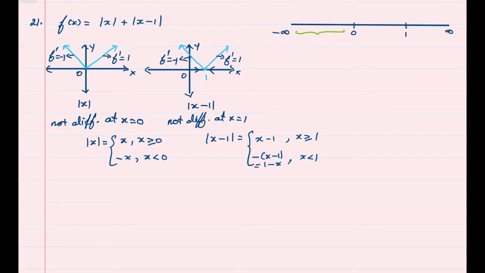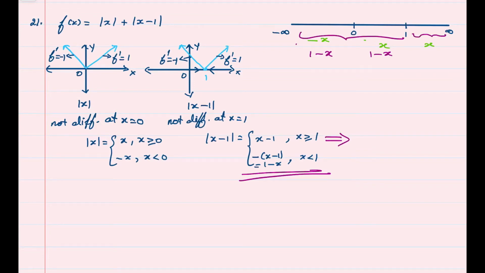In the interval minus infinity to 0, that is the less than 0 definition, absolute value of x becomes minus x, and for the interval 0 to infinity, the function is x. Now let us write for absolute value of x minus 1. In the interval x less than 1, that is these two intervals, the definition is 1 minus x. For x greater than or equal to 1, that is 1 to infinity, in this interval the function is x minus 1.